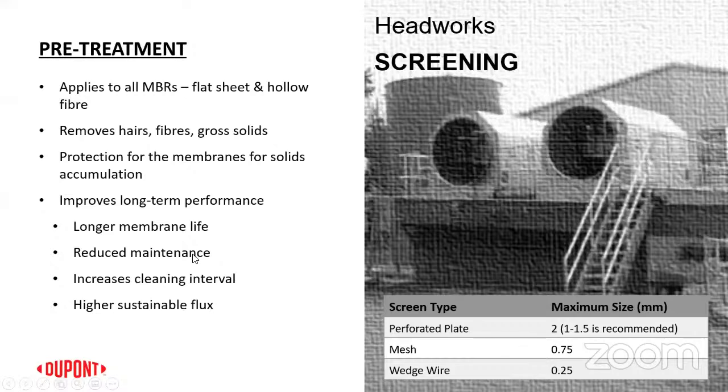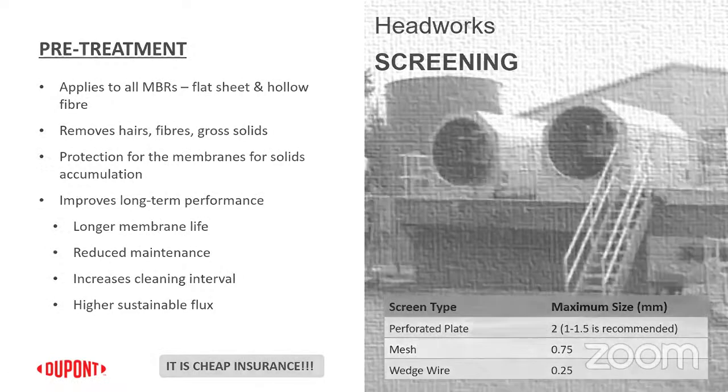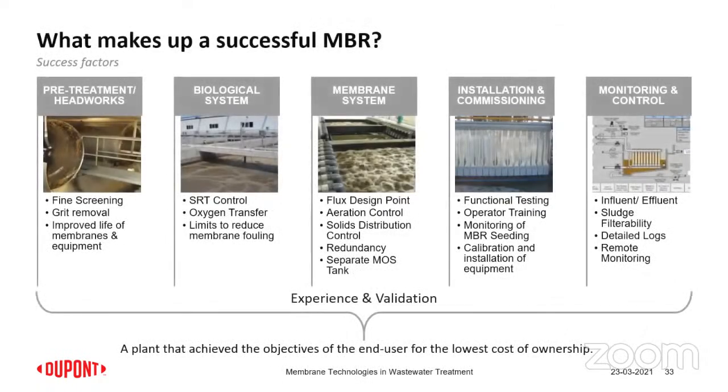The overall efficiency of the membranes would come down, and you would have to take them for regular cleaning quite often. So it's definitely a cheap insurance. For a very successful MBR operation, this is very key for many operational complexes. The first thing is the headworks should be fine, like your pre-treatment for grit removal. If that is all fine, then you have to set your biological treatment well.